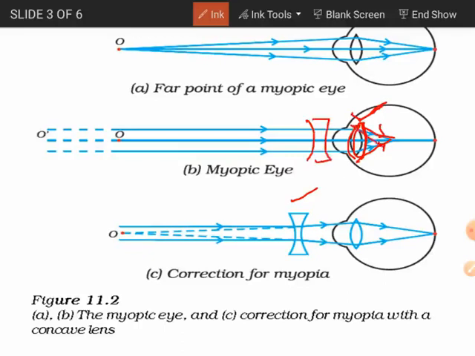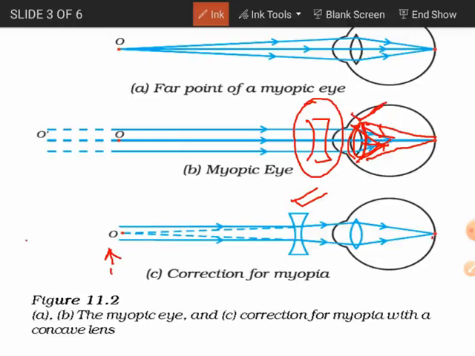If it converges at a very short distance, then by using this divergent lens it will diverge and be focused onto the retina. So the remedy for the myopic eye is the use of a double concave lens of suitable power. By using such a concave lens of suitable power, the light rays coming from an object lying beyond the far point can also be focused onto the retina.